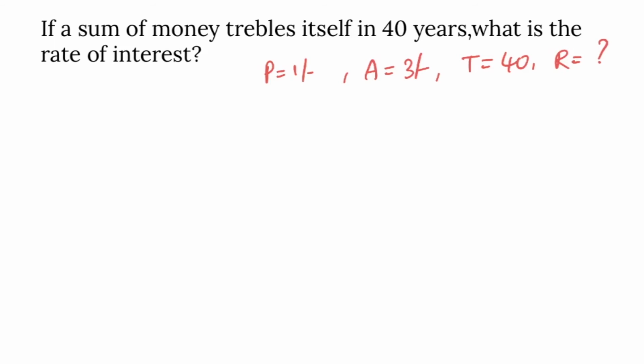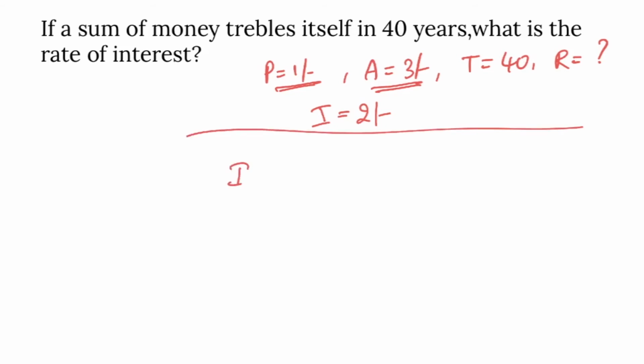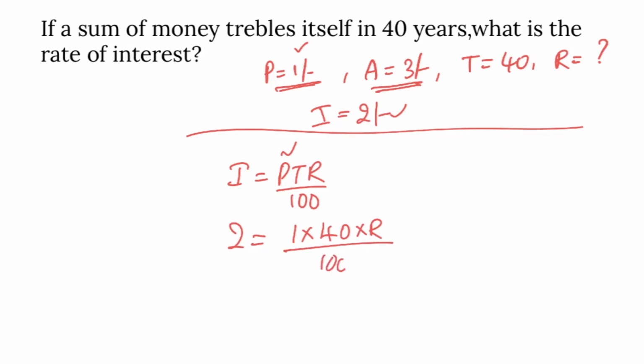If a sum of money triples in 40 years, if you borrow 1 rupee, it will become 3 rupees. So how much interest is made here? Extra 2 rupees is interest. Now using the formula I = PTR/100, interest of 2 rupees is made out of principal 1 rupee into time period 40 years, rate of interest is required, divided by 100. 2 ones 2, 20 times 40, 20 ones 20, 5 times 100. So rate of interest is 5%.